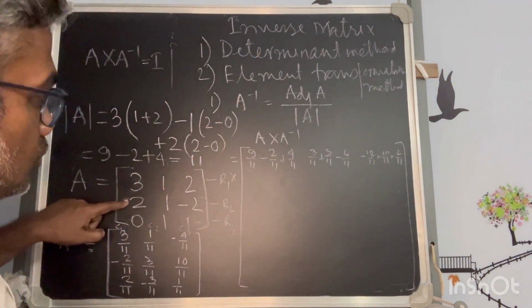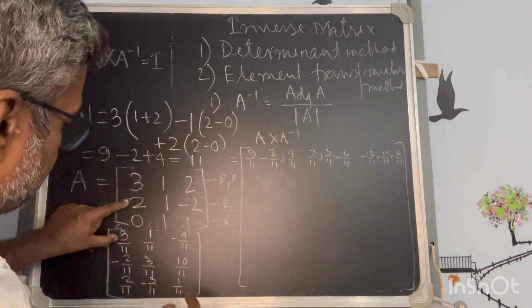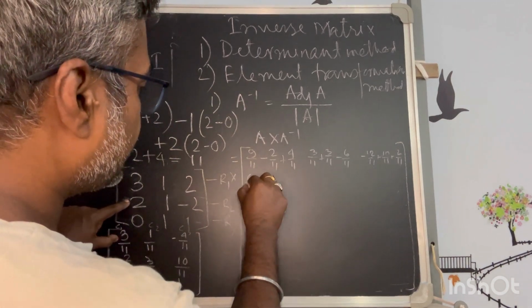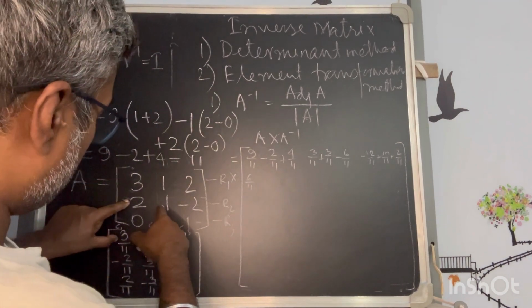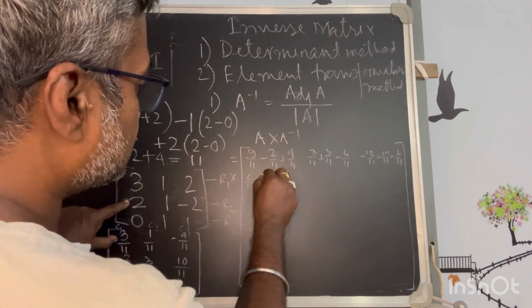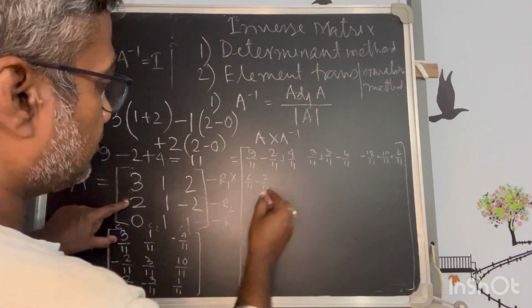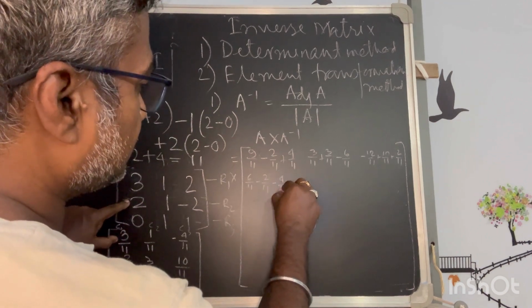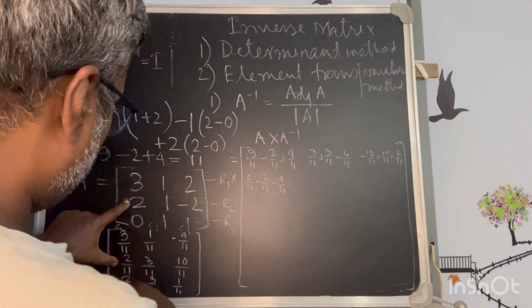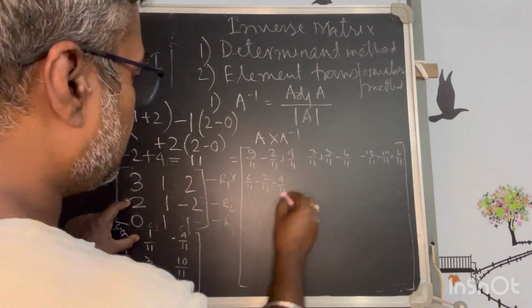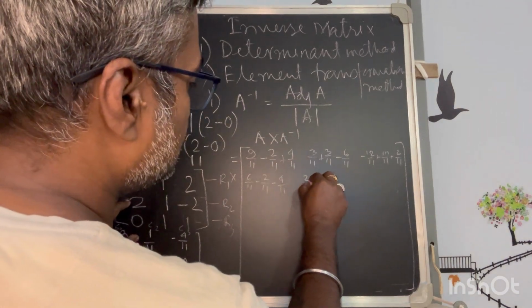Again, 2 into this first one, 6 by 11, plus 1 into minus 2 by 11, so minus 2 by 11 minus 2 by 11, so that means minus 4 by 11. This is done. Second, 2 into 1 by 11, this is 2 by 11.